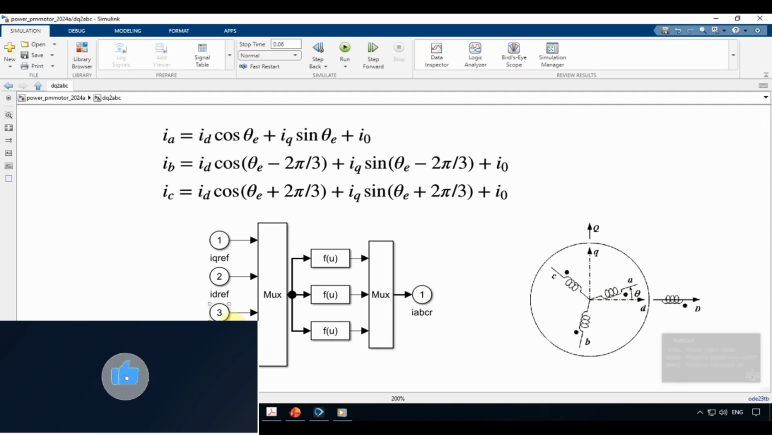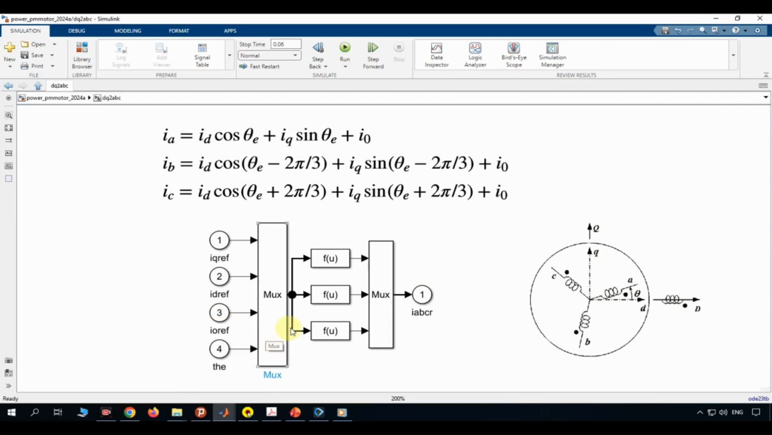This block performs the inverse Park transformation. It takes the rotor electrical angle, labeled theta E, and uses it to project our 2 rotating axis commands back into 3 sinusoidal stationary currents.